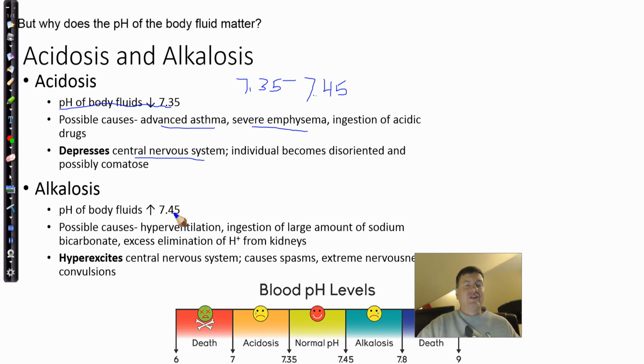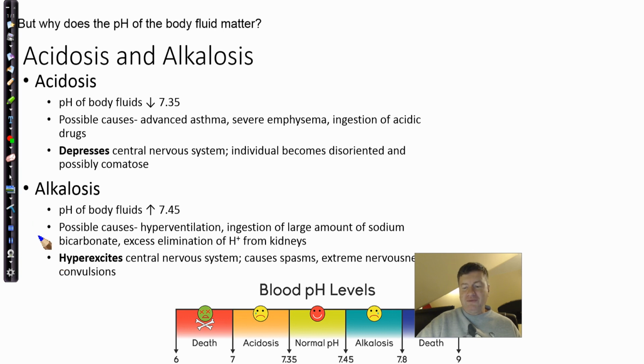Alkalosis is going the other direction. And you're going, again, 7.45, I mean, really? It's that tightly controlled? Yeah, because if you have conditions like hyperventilation, or you ingest a lot of sodium bicarbonate, or you happen to get rid of too much hydrogen ion, you begin to accumulate OH negative. And this is going to lead you to alkalosis. This is going to hyperexcite your nervous system. It's going to cause spasms and convulsions, and once again, possible death. So you can see right there that we better be careful with our pH. We better not let it drift too low. We better not let it get too high.